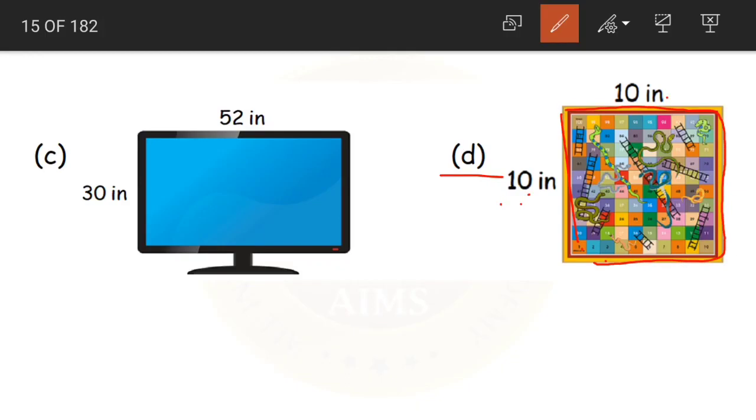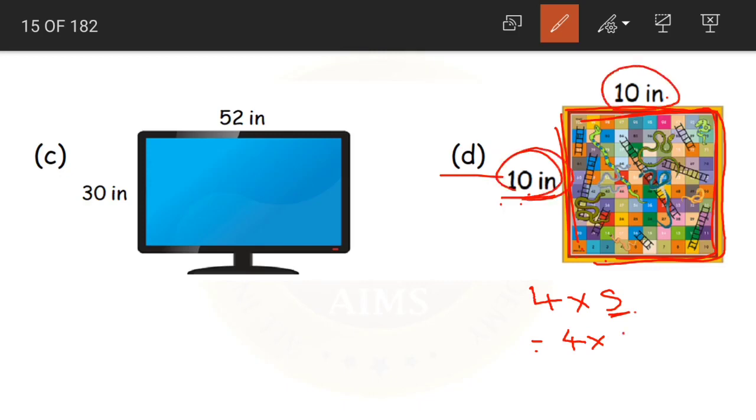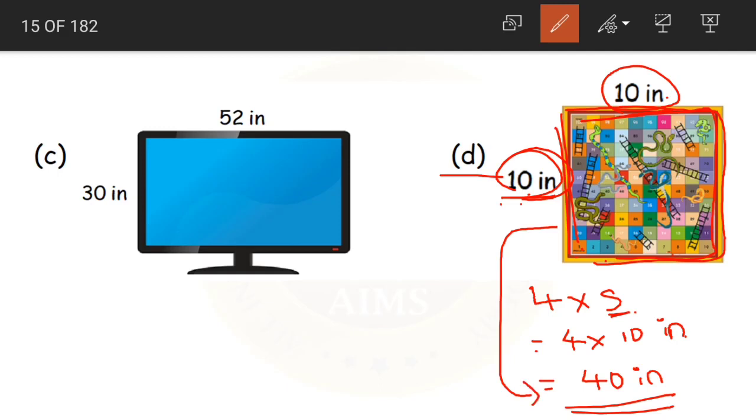And coming to question D, we are having a snake and ladder game whose length of the sides are given. See here, this is in the shape of a square. So what is the perimeter of a square? 4 into S. 4 into what is the value of S here? S, that is the length of the side, is 10 inches. So 4 into 10 inches is equal to 4 tens are 40 inches. Is this clear, children? The perimeter of this snake and ladder board is 40 inches.